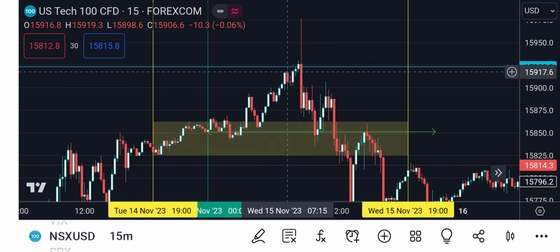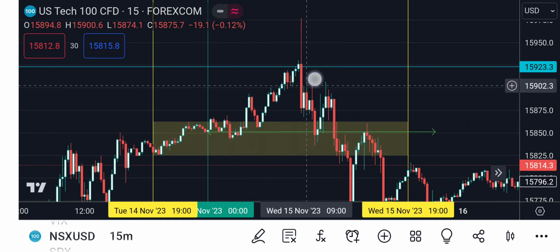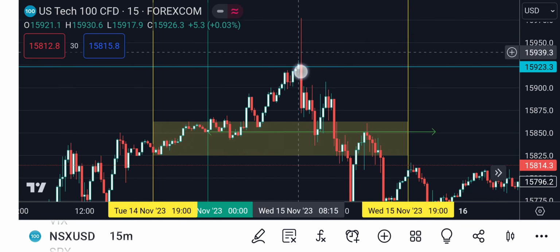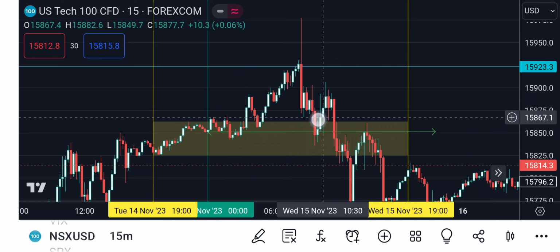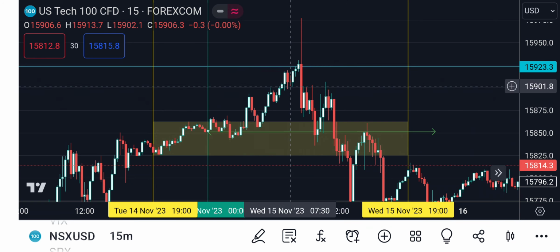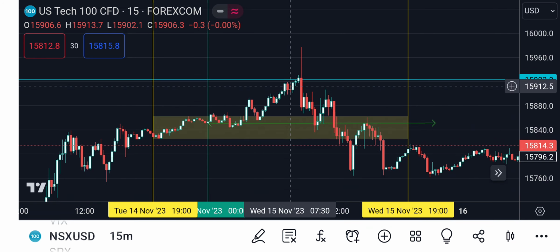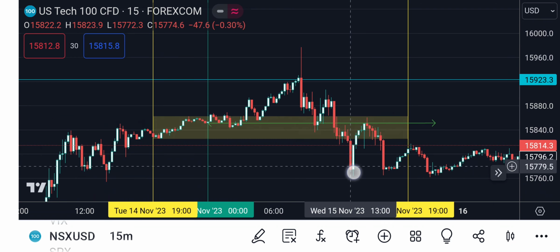But obviously, guys, you have to use your TPs and your SLs, because sometimes the market moves in that direction and then reverses. So if you don't have your stop losses, or you're not protecting your trade, you're going to find yourself in profits and then back to losses again.